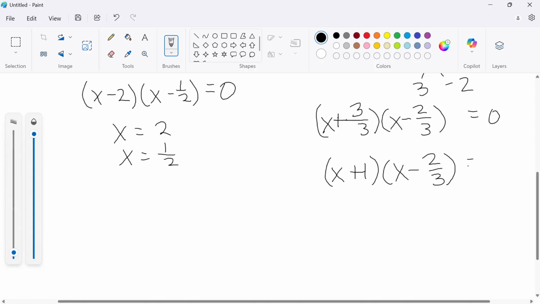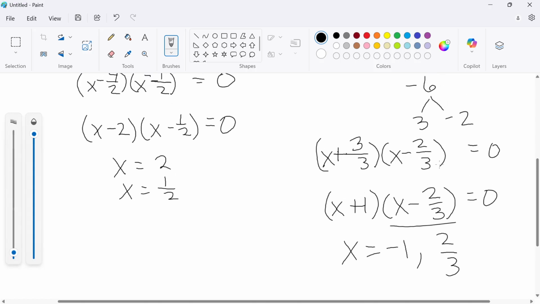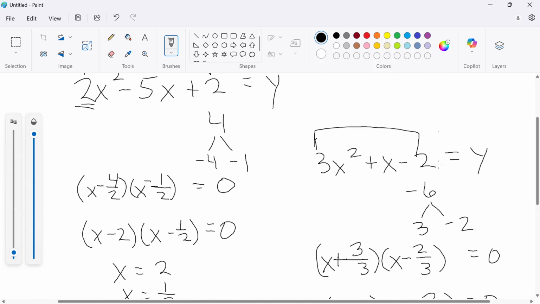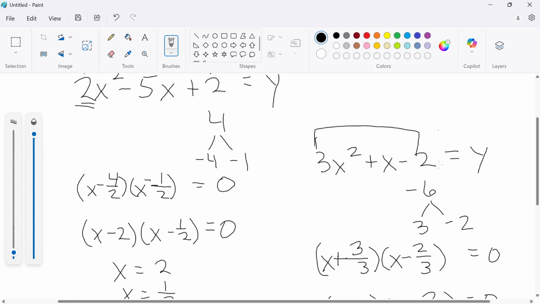If I wanted the factors, this one would be 3x minus 2. I just multiply the x by the 3 to get that out of the denominator. But I want the solutions. The solutions are going to be x equals -1 and x equals 2/3. Those would be the two zeros of this thing. So that's slide and divide in order to factor quadratics.